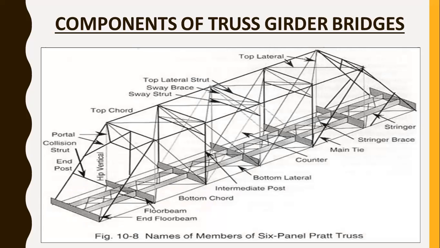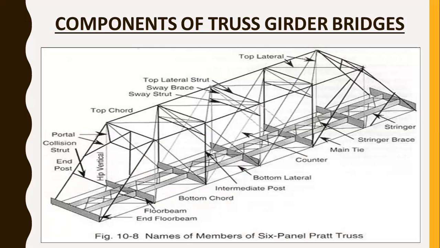Generally a bridge consists of two vertical truss girders arranged at some distance apart. The corresponding lower panel points of the two truss girders are joined by girders known as cross girders or floor beams, as you can see in this figure. These are the floor beams. The lower panel points of the two trusses are joined by other girders, so that's why they are known as cross girders or floor beams.